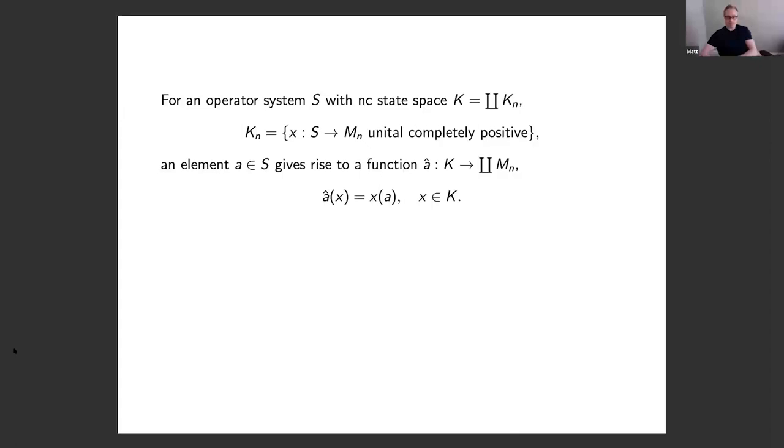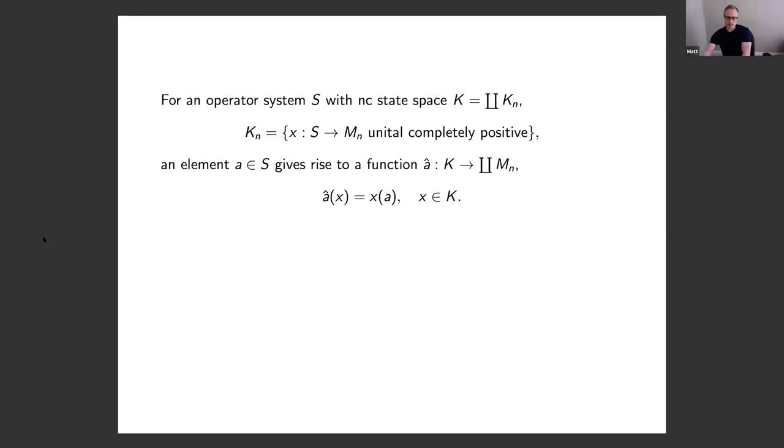So let me just take another look at this. I have an operator system S with NC state space K. These K_n's each consist of UCP maps from our operator system into M_n. And an element A in my operator system S, I can think of this as a function on the space K. Specifically, if I have an element A, I get this function A hat, which maps the point X to X of A, because remember X is a UCP map, and so X of A is just evaluation of this map at my original point A.